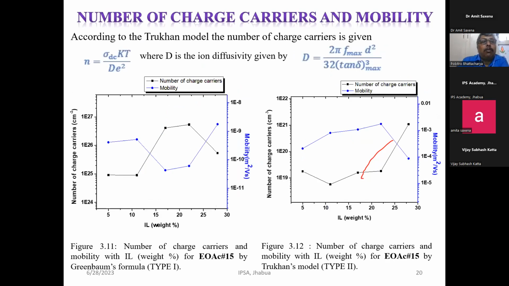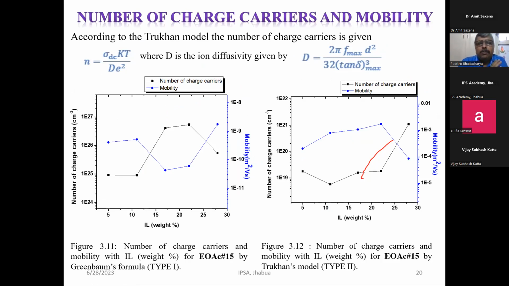When we look at Trukhan's model, this is based on the space charge type of consideration. The diffusion of the ions throughout the matrix becomes important here, and therefore one needs to calculate the tan delta and use that tan delta, the loss factor, for calculating the ion diffusion coefficient. Use that D in the Nernst equation and get the value of N.